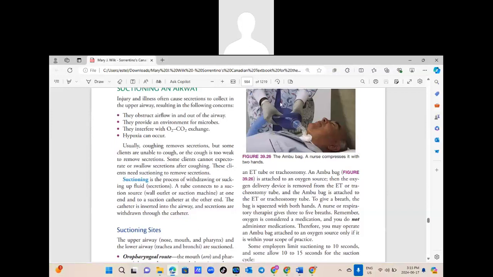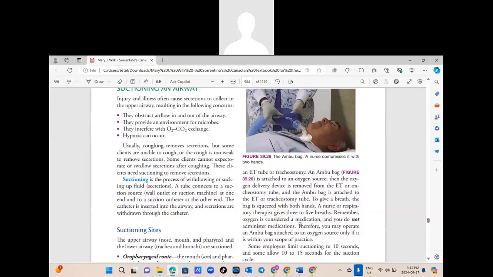So we have to hyperventilate first, give more oxygen before we suction. We put more oxygen first before taking away the oxygen, so that the client will not be depleted of oxygen from the body. So they're going to be hyperventilated first. Give a breath; the bag is squeezed with both hands. A nurse or respiratory therapist gives 3 to 5 breaths.